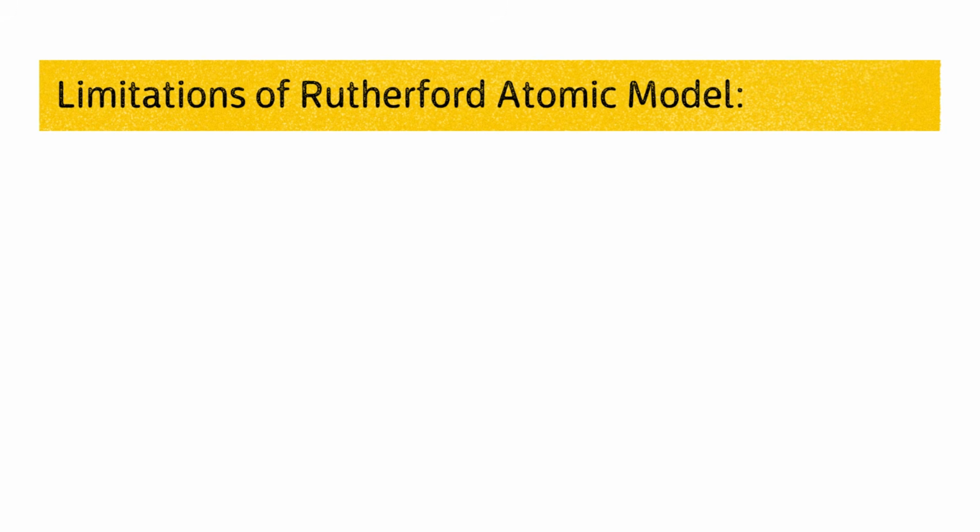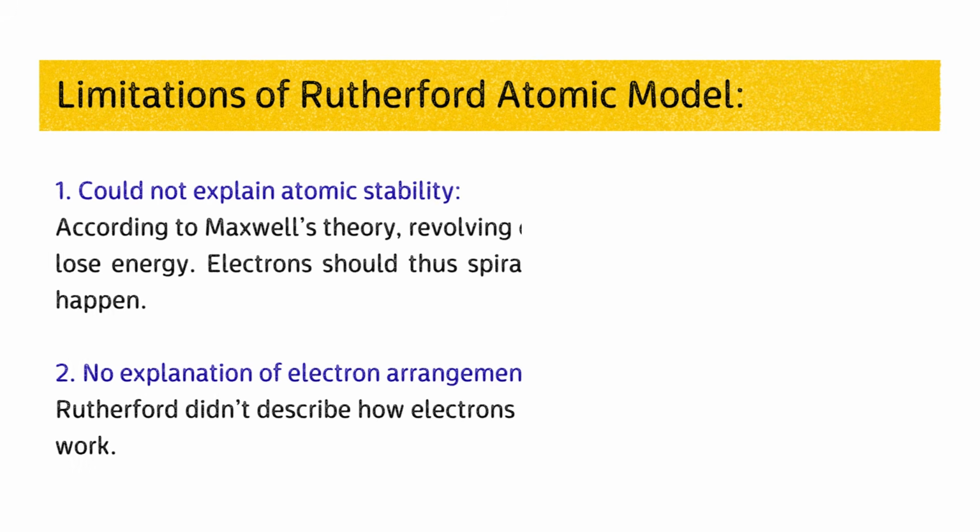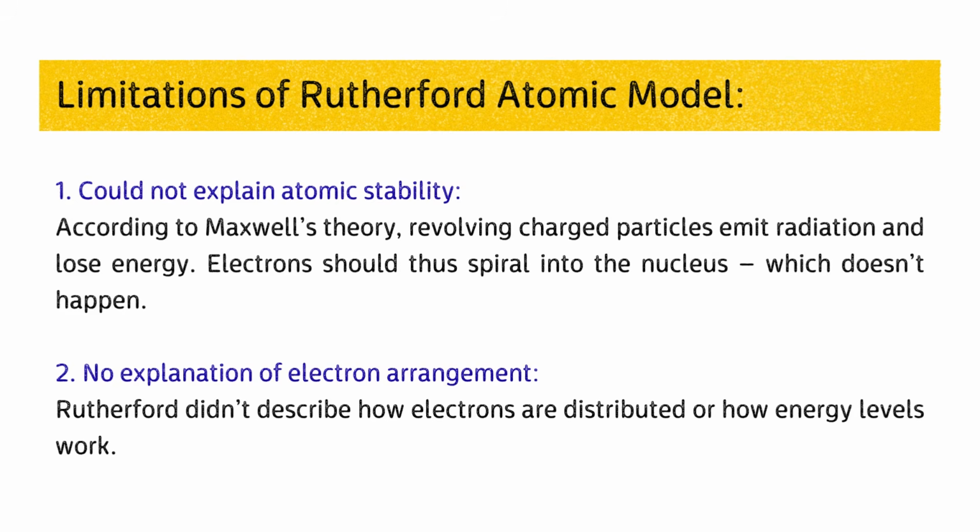Although Rutherford's model was an important step forward, it had some limitations. First, it could not explain atomic stability. According to Maxwell's theory, revolving charged particles emit radiation and lose energy. Electrons should thus spiral into the nucleus, which doesn't happen. Second, no explanation of electron arrangement. Rutherford didn't describe how electrons are distributed or how energy levels work.